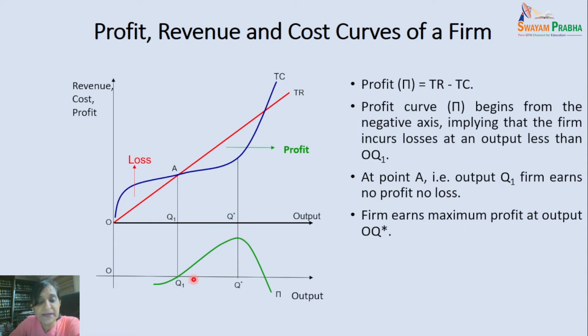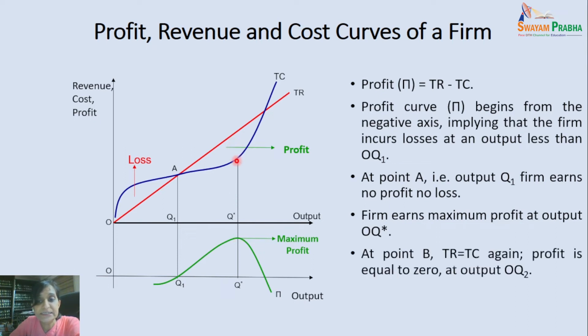Please pay attention to the figure. You see your green curve, which is the profit curve. It is rising after OQ1 and becomes maximum at OQ star. This means if the firm is producing OQ star level of output, the profit for the firm is maximum. So this becomes your maximum point, corresponding to the maximum difference between TR and TC.